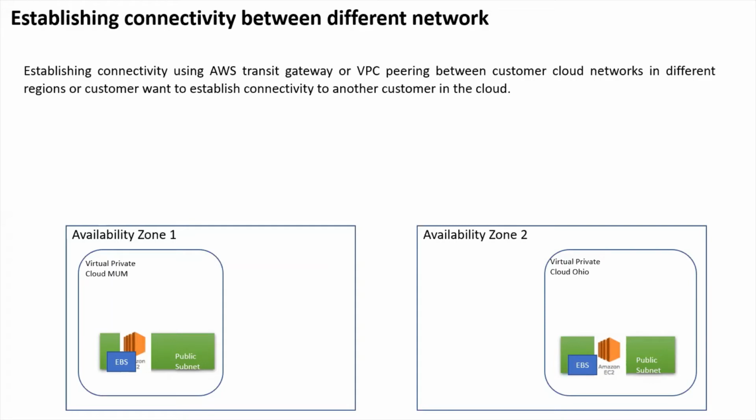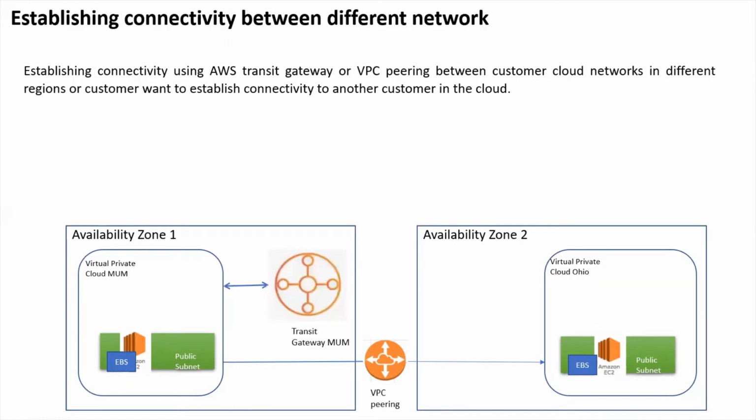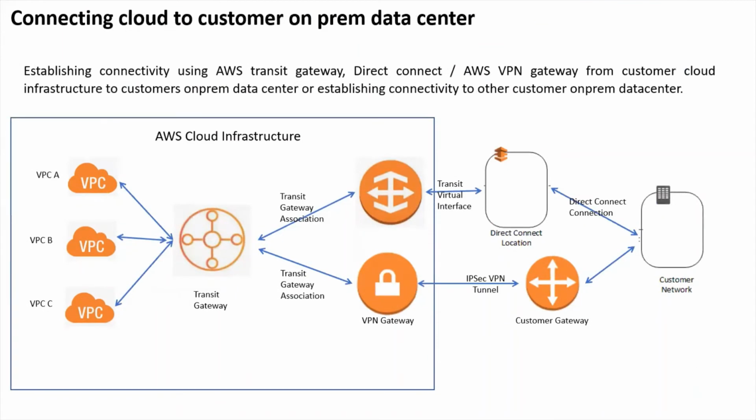We can establish the connectivity so that instances from Mumbai can access instances in Ohio. So that's the installation of VPC peering. That's also an AWS service, and using a transit gateway, we establish communication between Mumbai and Ohio. So that's the establishment of transit gateway services. All this architecture will be covered during the practical labs.